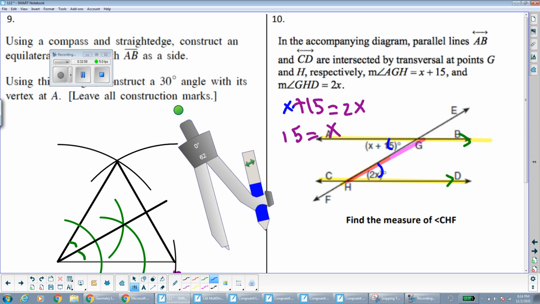So now they're asking for the measurement of angle CHF. CHF is right over here. Notice how CHF is a vertical angle to the 2x one. So if I know what the 2x angle is, I know what the angle vertical to it is because vertical angles are always congruent. 15 times 2 is 30 degrees, making this one 30 degrees as well.